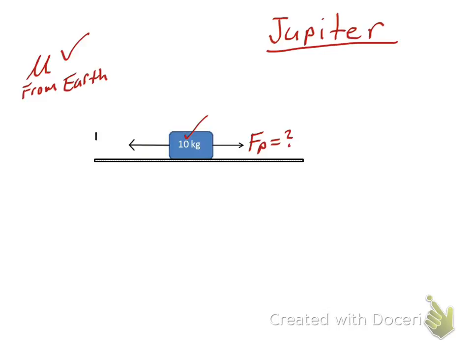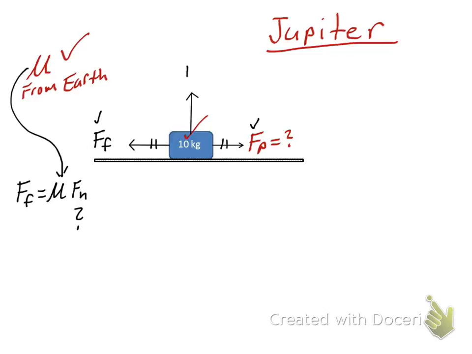But the force applied is going to change because the force of friction will change. It'll still be in equilibrium, but why will the Fp be less even though mu k is the same? The answer is what is happening here in the vertical dimension, and that is force normal. Force normal will change because the force of gravity on Jupiter is going to be different.